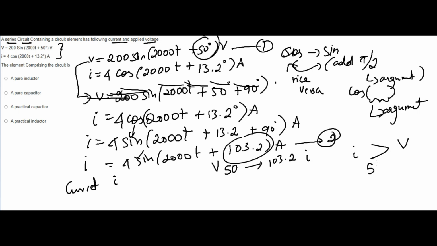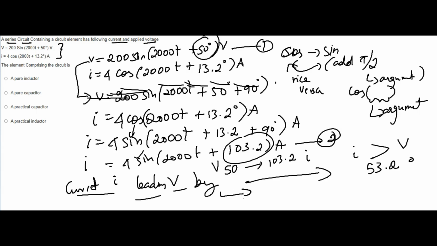How far is it leading? It is leading by 53.2 degrees. So current I leads V by 53.2 degrees. What is the conclusion? If the current leads the voltage, straight away you can say it is a practical capacitor. So don't forget: capacitor. Just say practical capacitor, the fourth option.